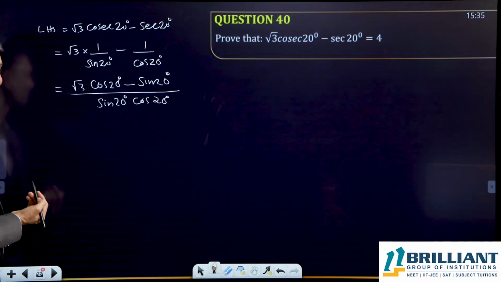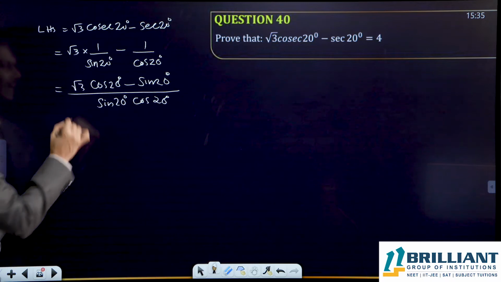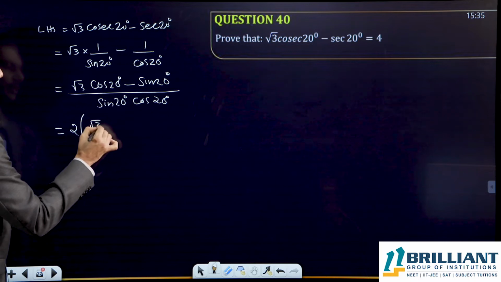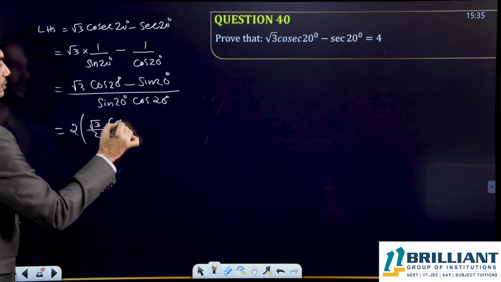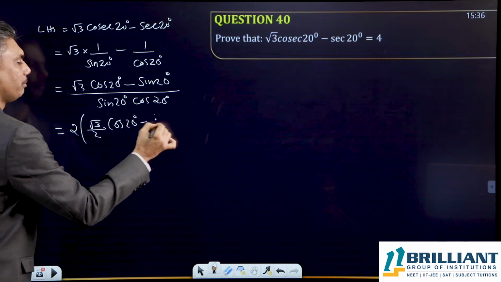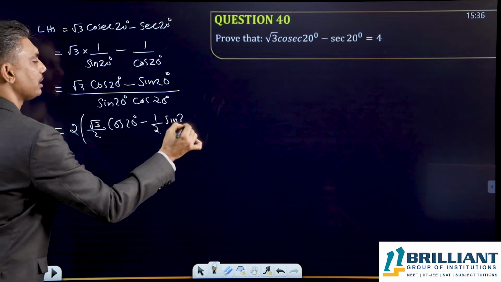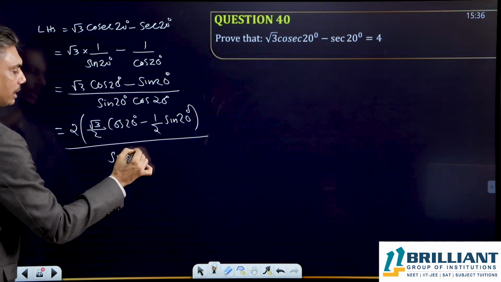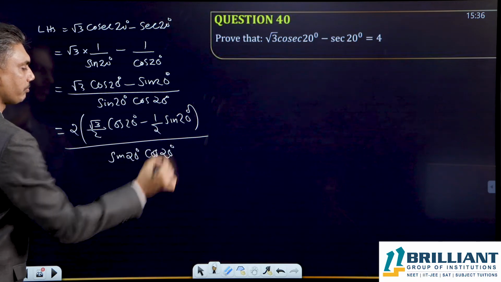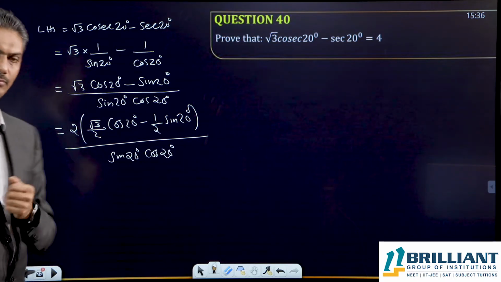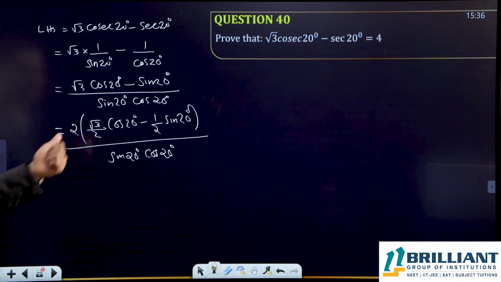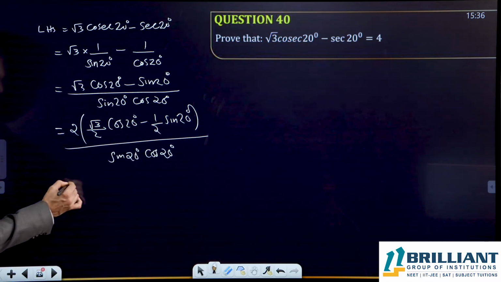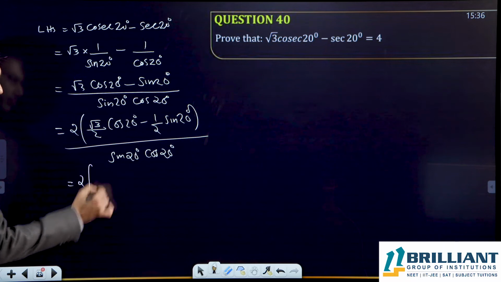There is a logic and adjustment, then only you can easily do it. I can multiply, this is equal to 2 into root 3 by 2 cos 20 minus 1 by 2 sin 20 by sin 20 into cos 20. Now, I multiplied by 2 and divide by 2 in the numerator.